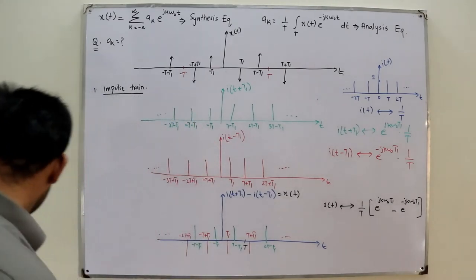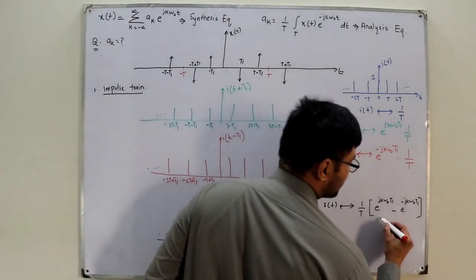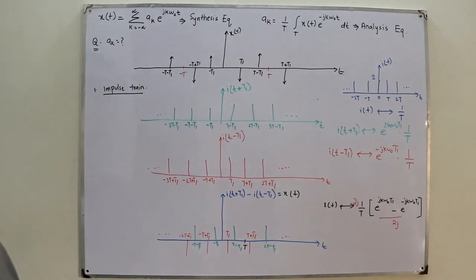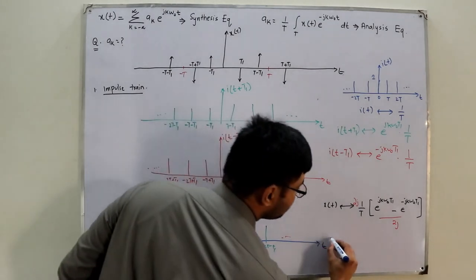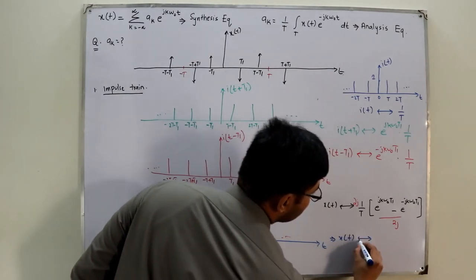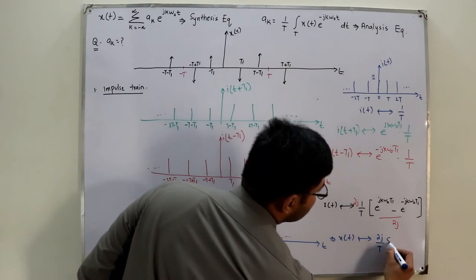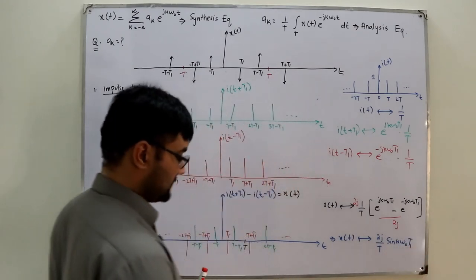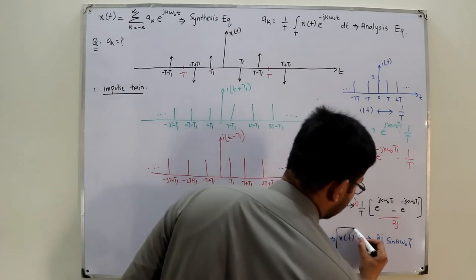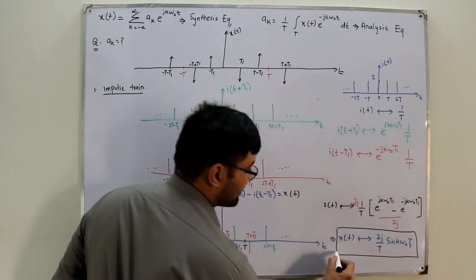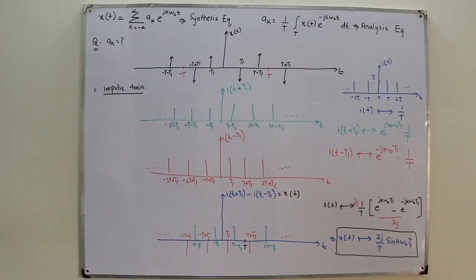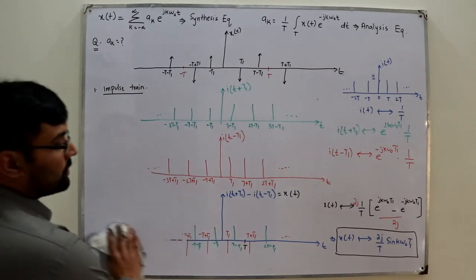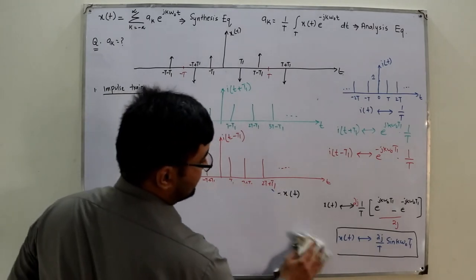Now have a look. This could be a sinusoidal function if I multiply and divide it by 2j. So if this is divided by 2j and multiplied by 2j, this would imply that x of t has Fourier coefficients equal to 2j upon T sine of k omega naught t1. So this is what I have got. Keep this in your mind for this time, because now I am going to do it with another basic signal. This impulse train I considered as my basic signal, and through that I derived it. Fine. Now let me remove the board and do it through another basic signal.